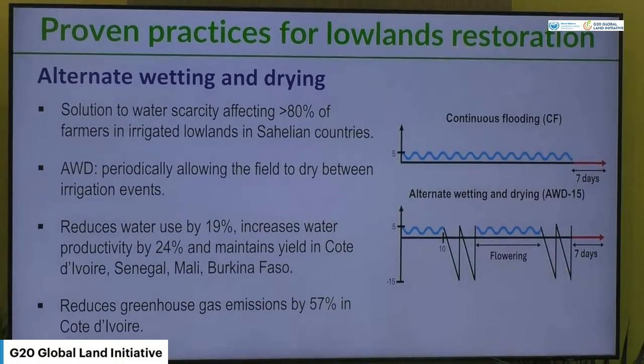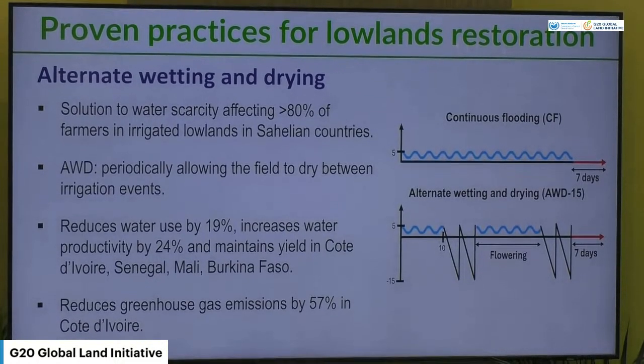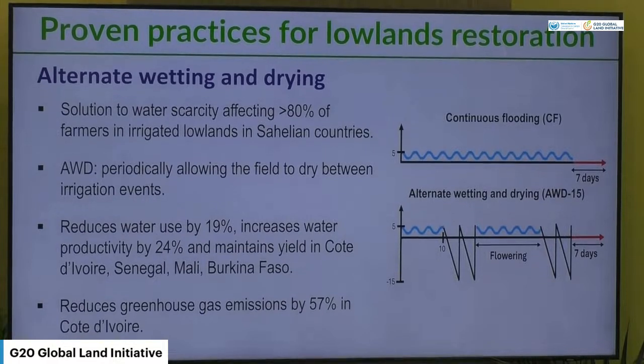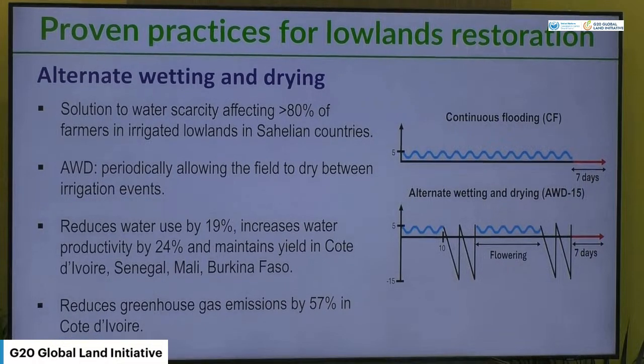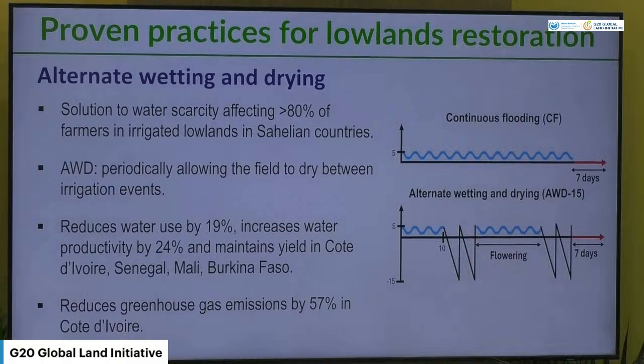Another approach is alternate wetting and drying. It is an important solution, particularly for farmers that are affected by water scarcity. And as we know, water scarcity is a major constraint for more than 80% of farmers in irrigated lowland in sub-Saharan countries. Alternate wetting and drying is actually a water management strategy that consists of periodically drying the fields between irrigation events.